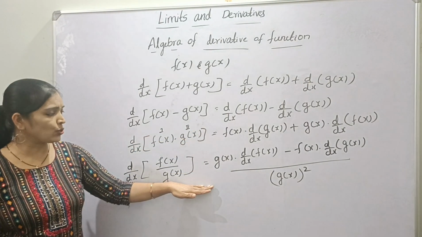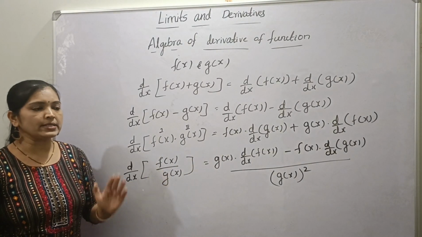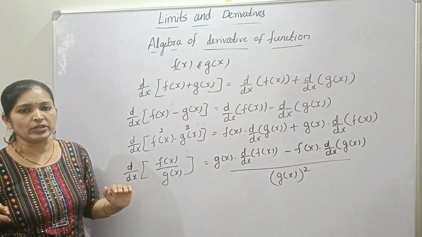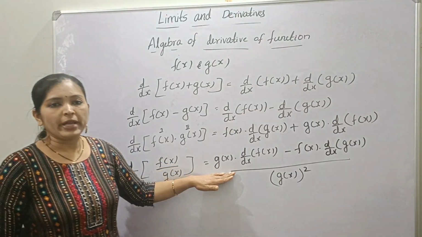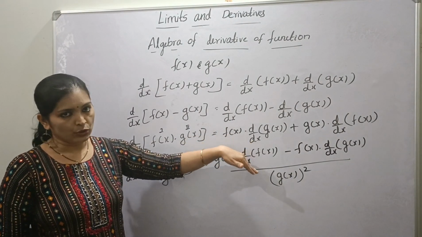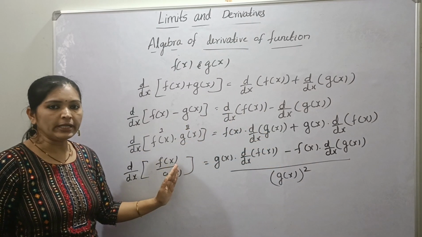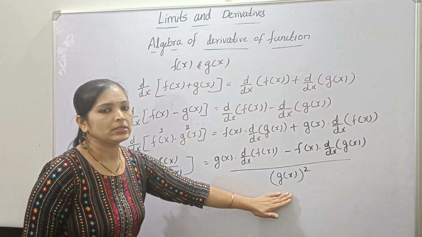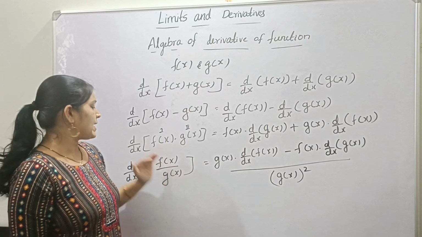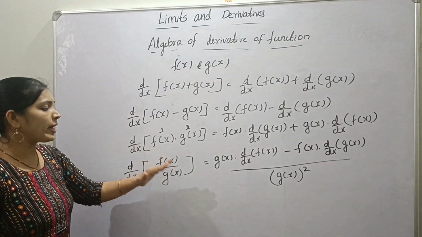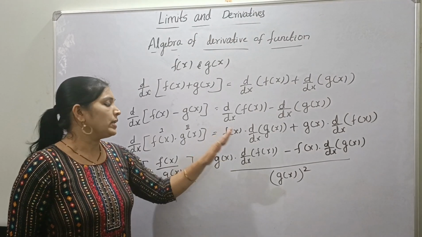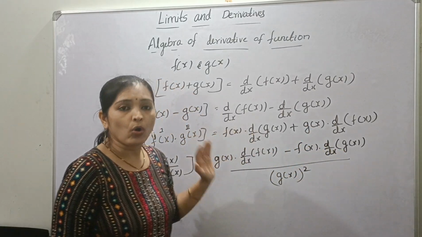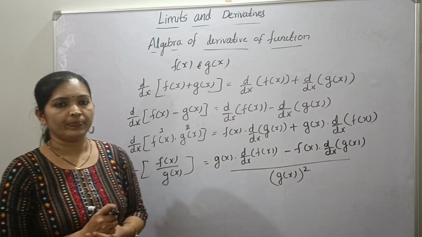So the quotient rule, the division of two functions, is equal to the denominator into the derivative of the numerator minus the numerator into the derivative of the denominator, whole divided by the square of the denominator. That is, d/dx of f(x) by g(x) is equal to g(x) into d/dx of f(x) minus f(x) into d/dx of g(x), whole divided by g(x) whole squared.